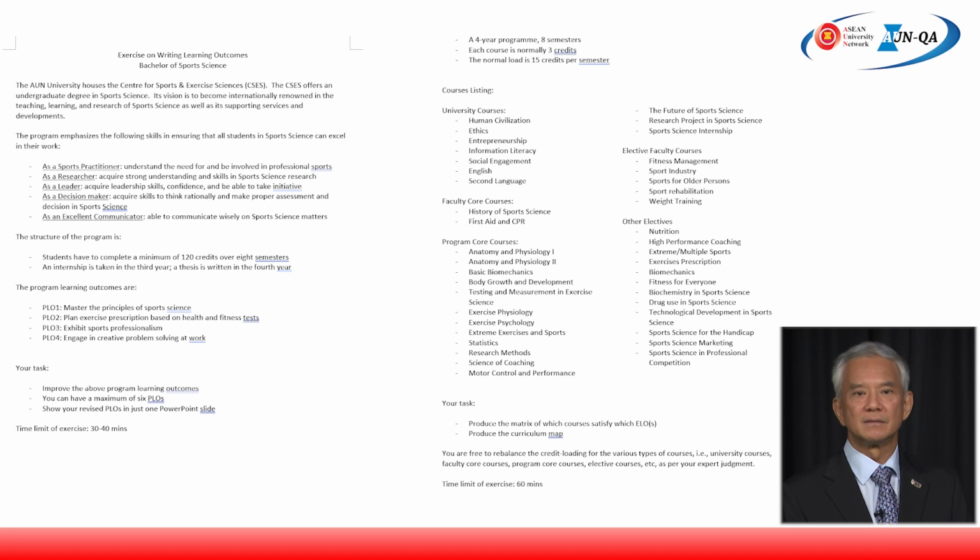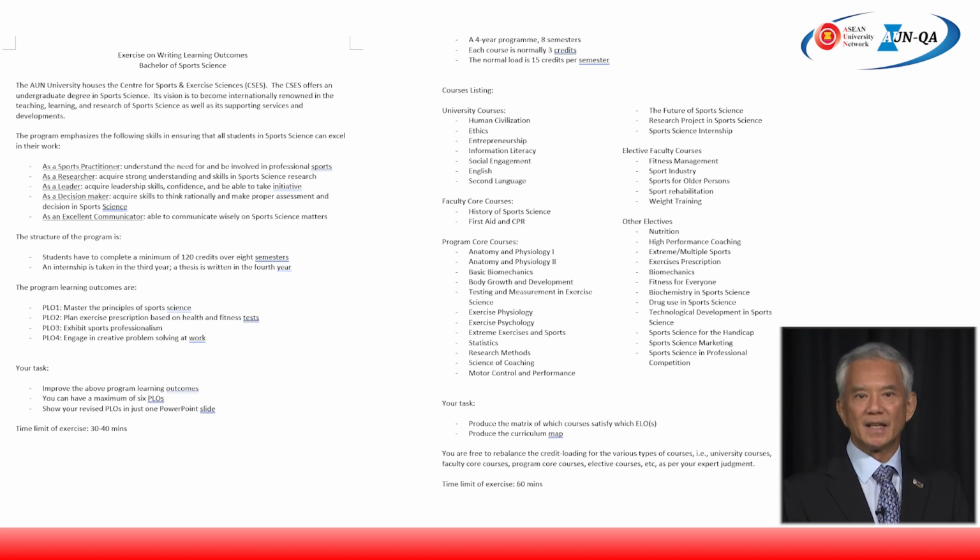You have the handout, exercise on writing learning outcomes. 4 program learning outcomes are stated. 1. Master the principles of sports science. 2. To plan exercise prescription for health and fitness. 3. To exhibit sports professionalism. And 4. To engage in creative problem solving at work.